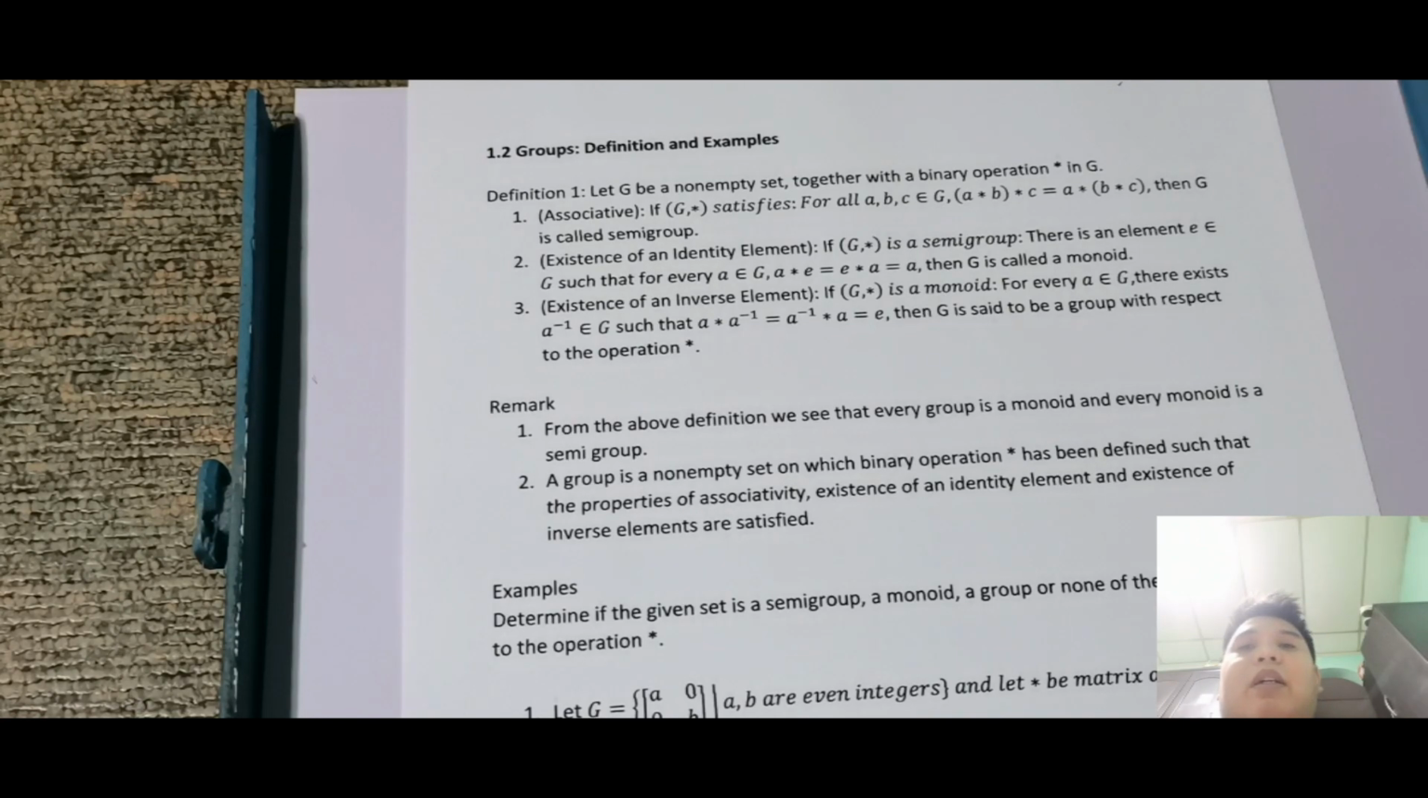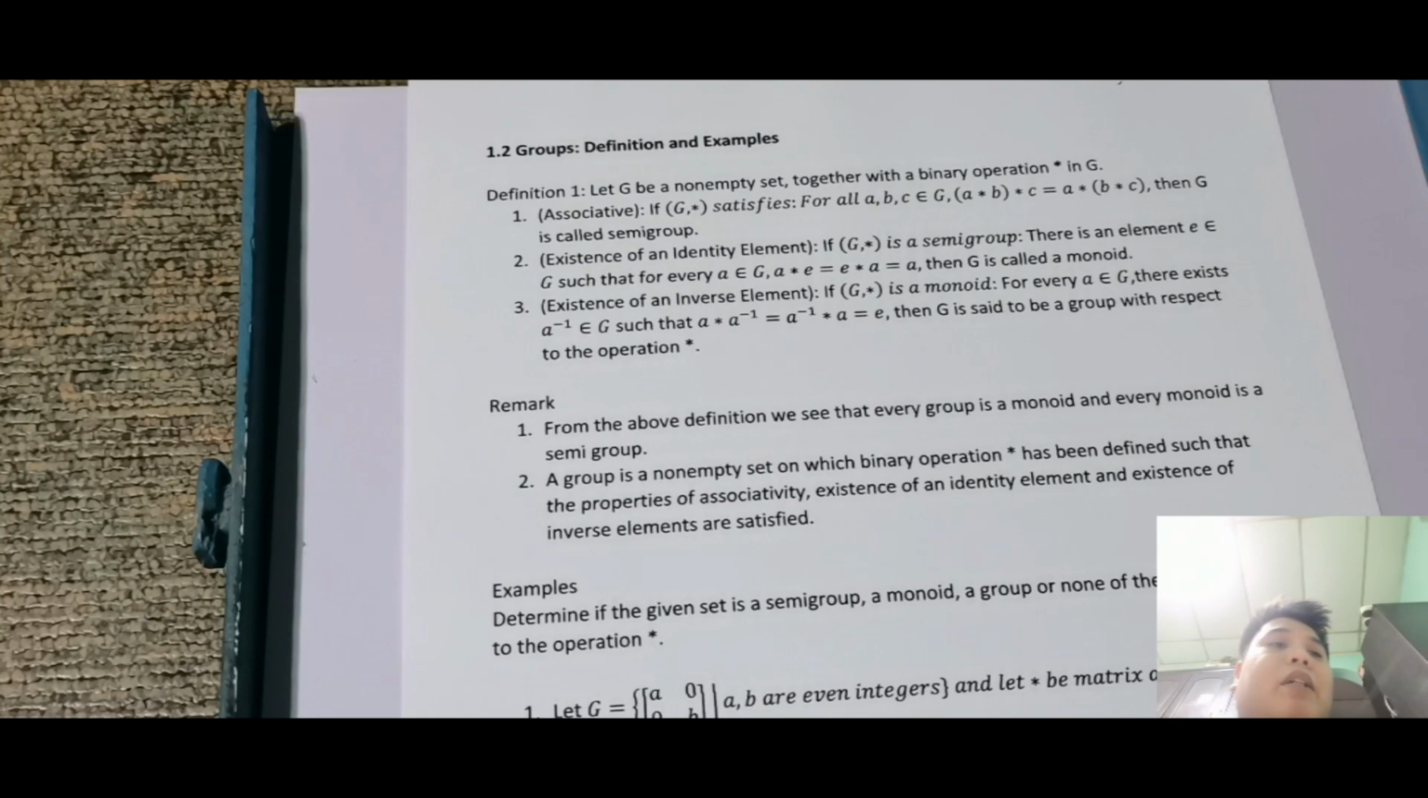operation na. So number 1, associative. So kung napansin mo, nasabi ko na to sa previous video, pero dito kasi yung formal definition niya or para structure niya. So associative, so if G, asterisk, so ito usually talaga yung ating notion or notation para sa isang structure. G, asterisk satisfies, ito yung nakalagay, for all A, B, C element of G.